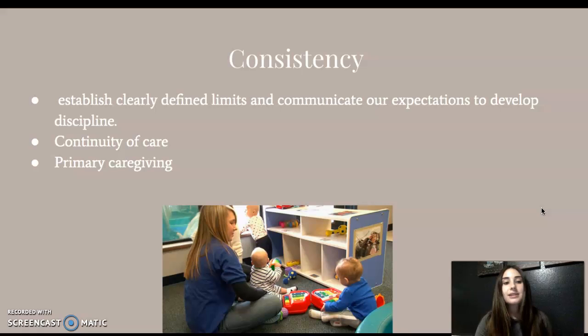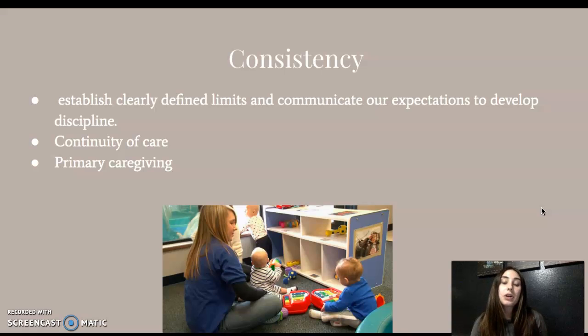Okay, consistency. So establishing clear, defined limits and communicating our expectations to develop discipline. So really the communication aspect of it, like knowing what's expected so the child can anticipate what comes next or know if this is going to get them in trouble or not.